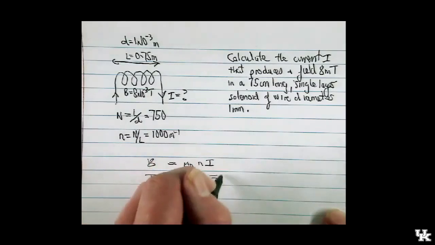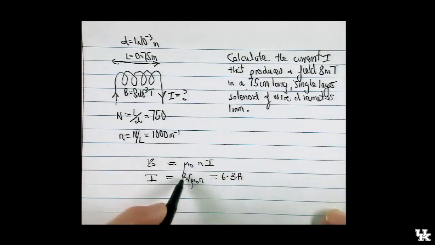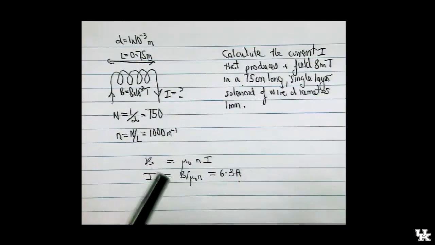I won't fill in all the numbers. I got 6.3 amps. So I filled in 8 times 10 to the minus 3 Teslas. So that's a small number. But I filled in mu naught, which is 4 pi times 10 to the minus 7 Tesla meters per amp. So it's a much, much smaller number. I filled in n, which is a big number of 1,000. And I end up with this number of amps. And so that was my current.